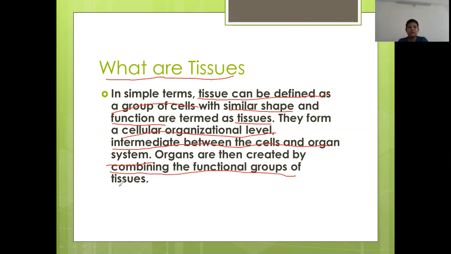So that means cells make up tissues, tissues make up organs, organs make up organ systems, and all the organ systems together help the body to perform different functions, and together they make up the human body or the body of any individual.